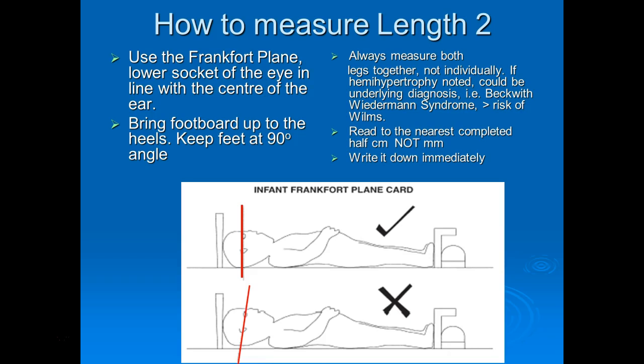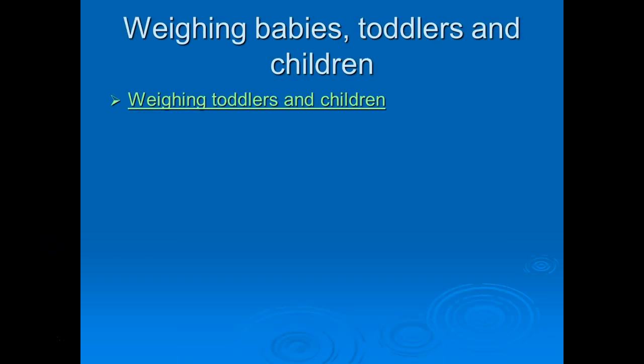You may notice some hemihypertrophy, which could be an underlying diagnosis of Beckwith-Wiedemann syndrome, which increases, for example, the risk of a malignant cancer called Wilms in the child. Read to the nearest completed half centimetre, not millimetre, and if you're anything like me for remembering numbers, write it down immediately and then move on to your next measurement.